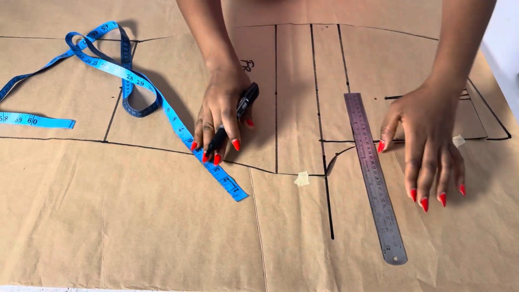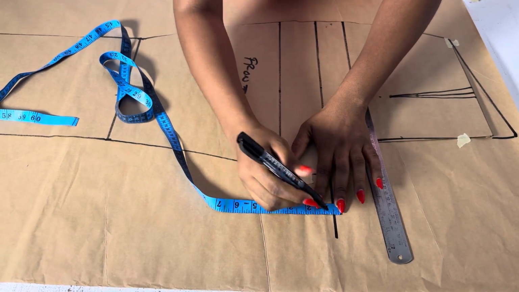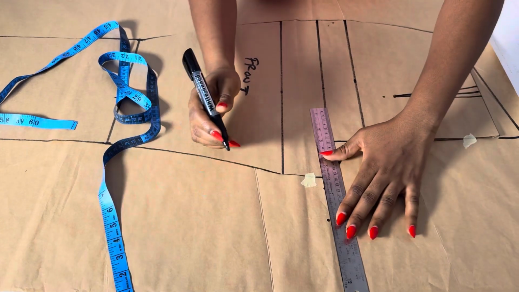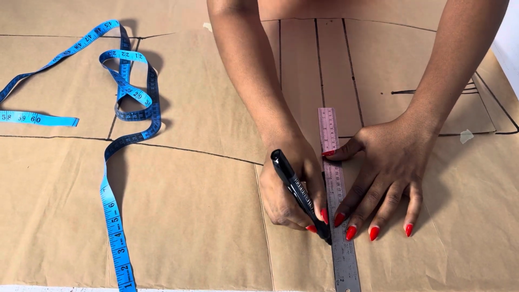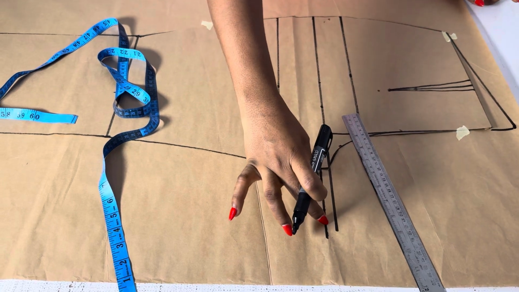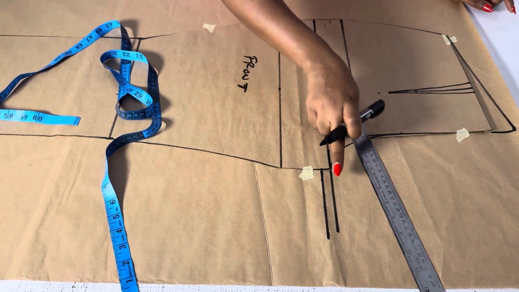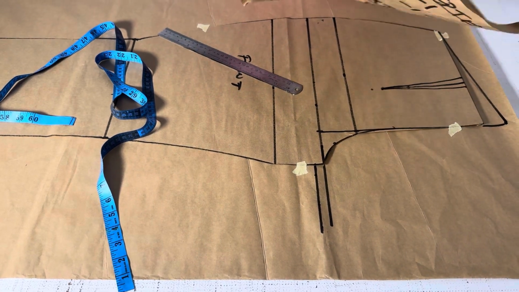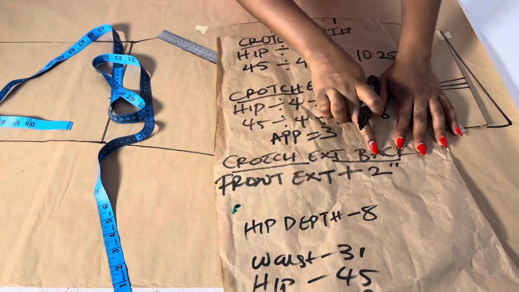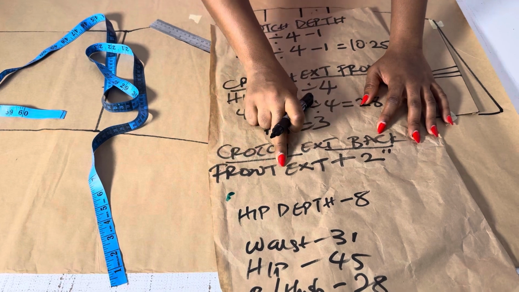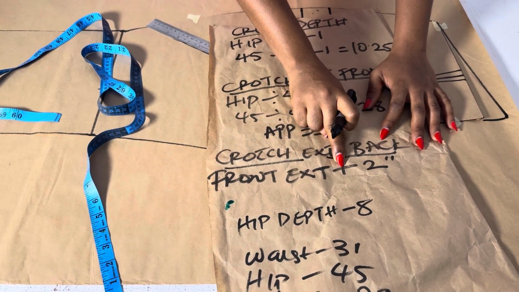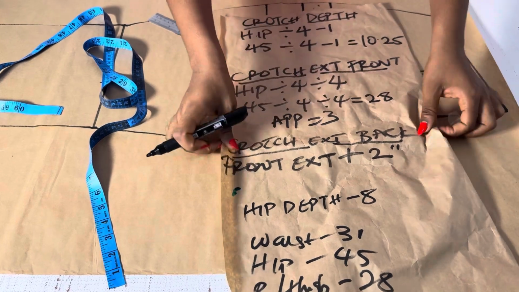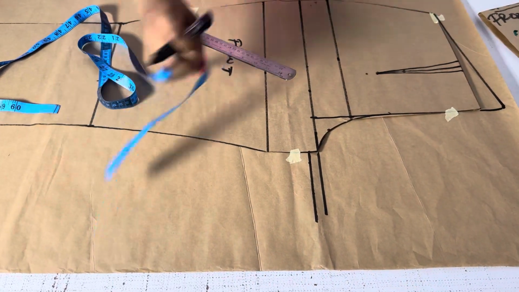Now let's talk about our back crotch extension. For us to get the back crotch extension, I'm going to extend the line and come down 0.5 inch from that crotch for the front pattern. For the back crotch extension, we are using the 0.5 inch below the crotch extension for front to get our crotch curve for the back. And to get the crotch extension for back, whatever you have for the front, you add extra 2 inches. That's the standard measurement, extra 2 inches.